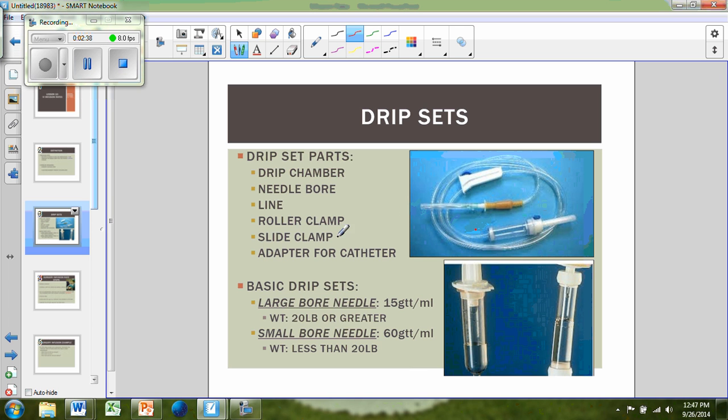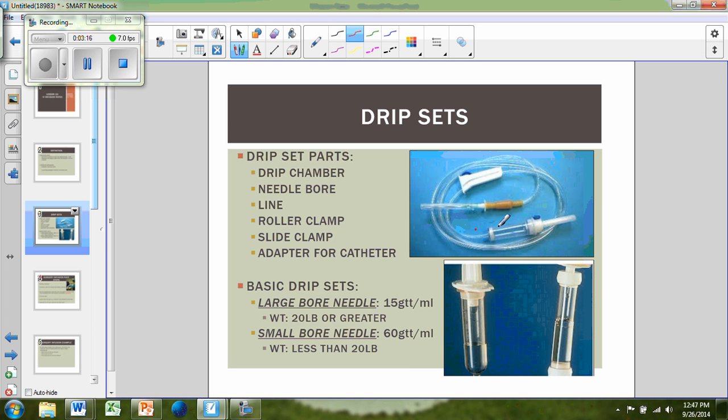There is also something called a slide clamp. A slide clamp is not actually shown on this picture, but I'll show it to you in person during your lab application. Your slide clamp is almost like this roller clamp, except you can clamp the line much faster than if you had to roll it down with the roller clamp. So I will show you that whenever we get into our lab application so you know what a slide clamp is. Basically, it just closes off the line very quickly in cases of emergency or something like that.